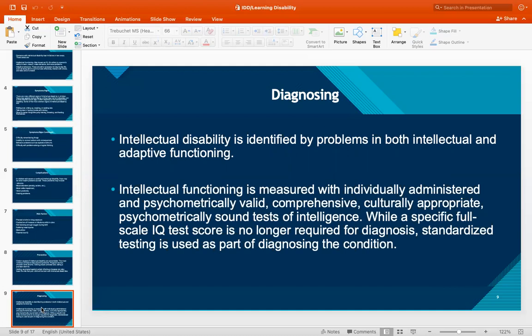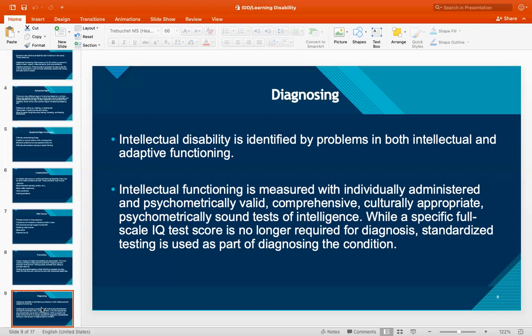There's an individually administered, psychometrically valid, comprehensive, culturally appropriate, psychometrically sound test of intellect. So a lot of times they are doing that to get a full scale IQ. And when they get a full scale IQ, we're looking at what's going on. But then it says, while the specific full scale IQ score is no longer required for diagnosing, which means they don't have to give an IQ test, some standardized testing is used in order to diagnose the condition.